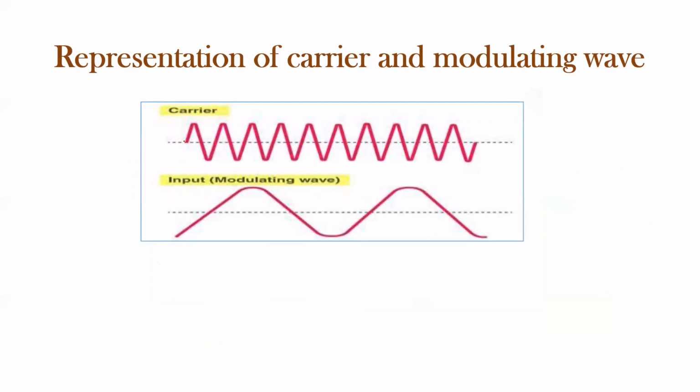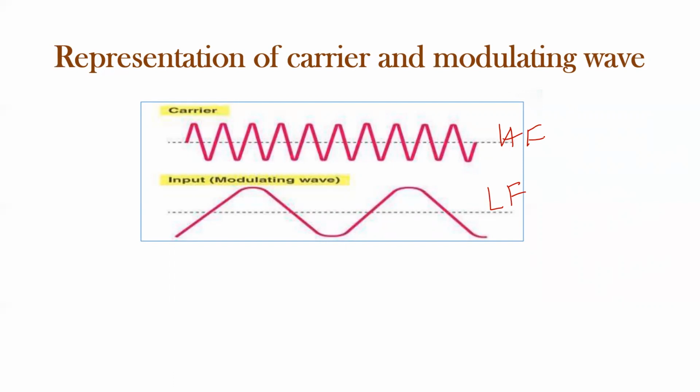And this is how we can represent carrier and the message signal graphically. If you look into this, the message signal is a low frequency wave. As we know, message is a low frequency wave, so we can draw with less number of cycles per second. And the carrier signal is a high frequency wave, so there will be more number of cycles per second. This is the graphical representation of carrier and message or modulating signal.